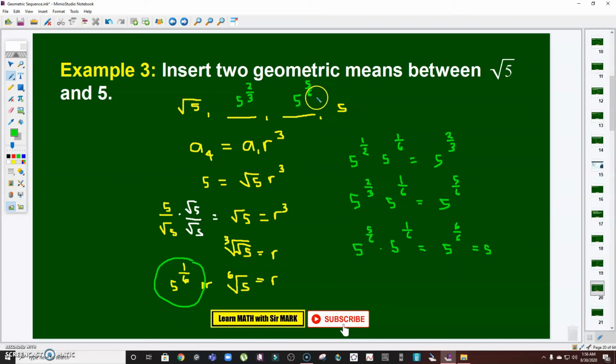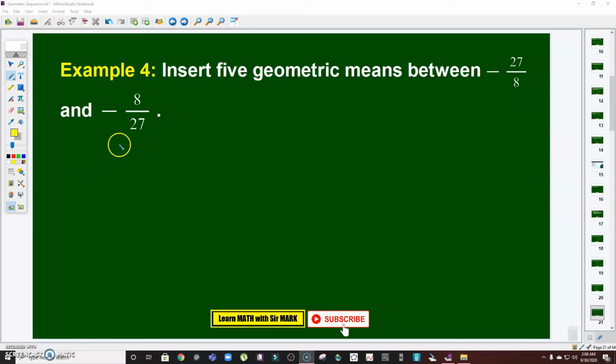So therefore, the second and third terms, or the two geometric means that we have to insert between square root of 5 and 5, are 5 raised to 2 thirds, or should I say, ito na lang, the cube root of 5 squared, or 25. Then the other one, ito, the sixth root of 5 raised to 5, and 5 raised to 5 is actually 3,125. Pero actually, pwede na to. Most teachers will accept this.